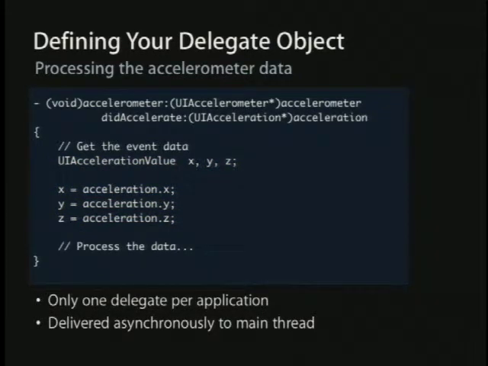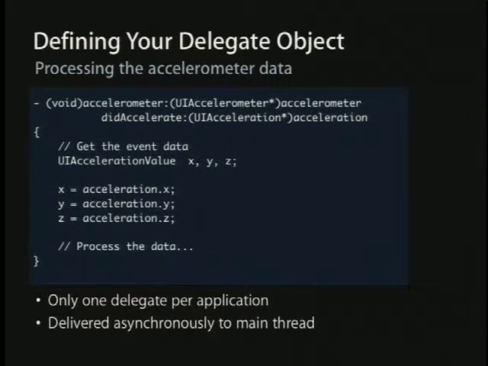There's only one delegate per application. There's a singleton instance. So if you've got 2 objects in your app that both need acceleration data, you kind of have to multiplex that yourself. So you have to set one object up as the delegate and then hand off the acceleration objects to the other yourself if you need it in 2 places.